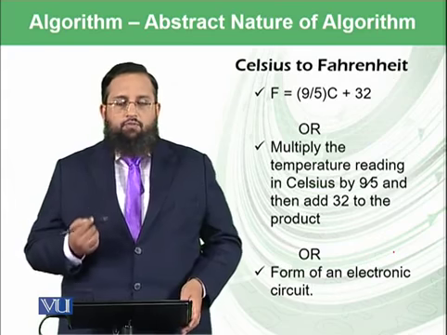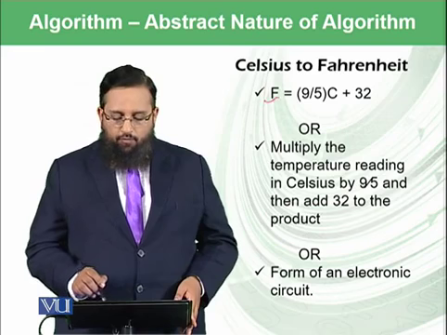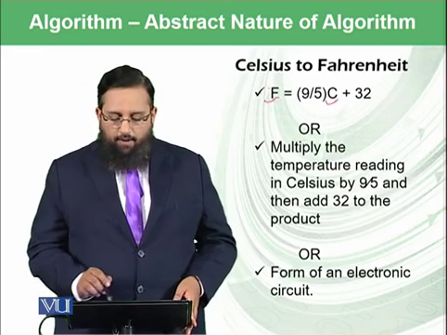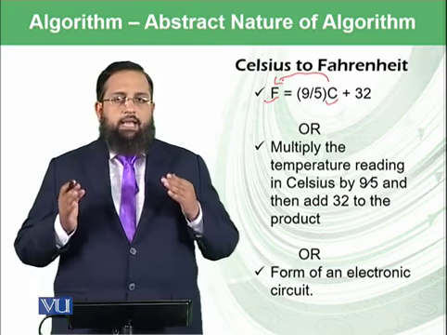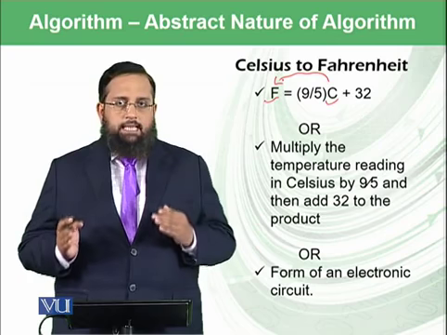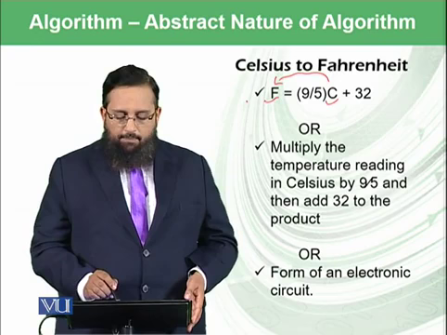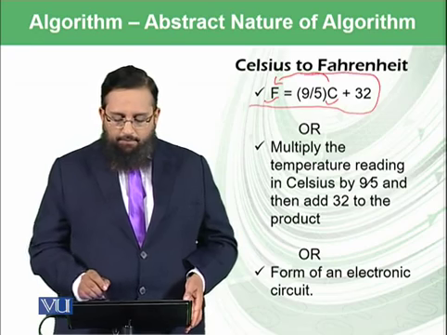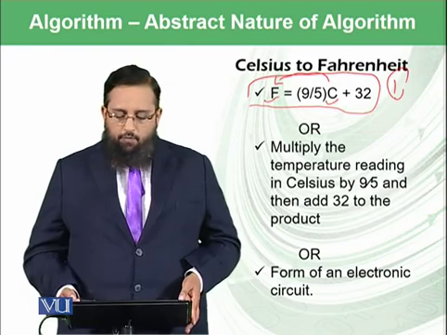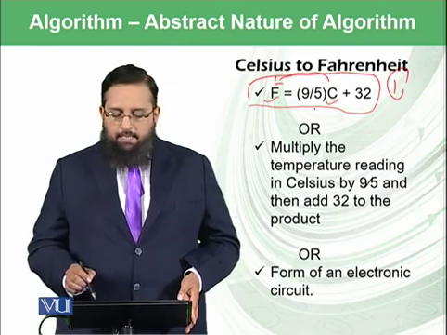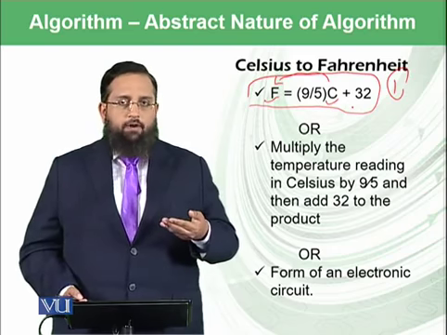So in terms of algorithm, for example, if I want to convert Celsius to Fahrenheit, we want to convert the temperature that is present at the moment in Celsius into Fahrenheit. One way of representing this algorithm is this one: F is equal to 9 by 5 C plus 32. I have understood, and you have also understood what I mean.